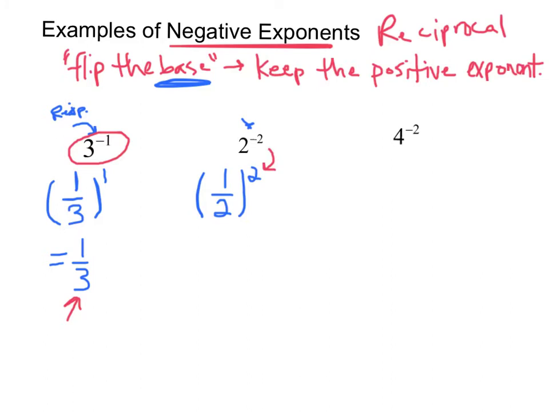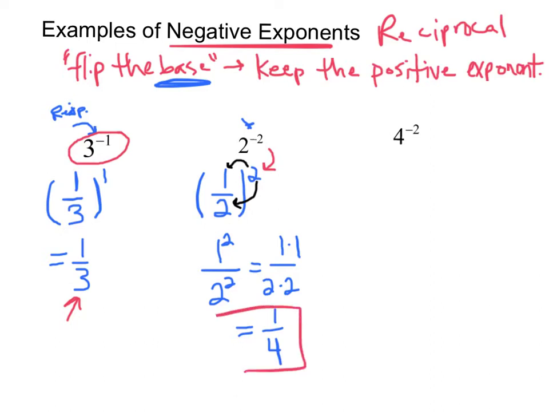Now remember back a couple slides when we were talking about this, we can in a way distribute this 2 to each piece, and so what we end up with is 1 to the second power over 2 to the second power. And we know what 1 to the second power is. Well, that's just 1. And 2 to the second power, 2 times 2. And I can show you this. This is 1 times 1, which is really just 1 over 4. So 2 to the power of negative 2 ends up being 1 over 4.